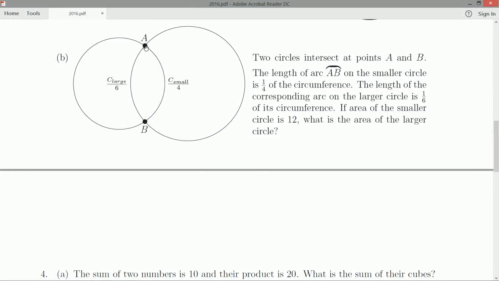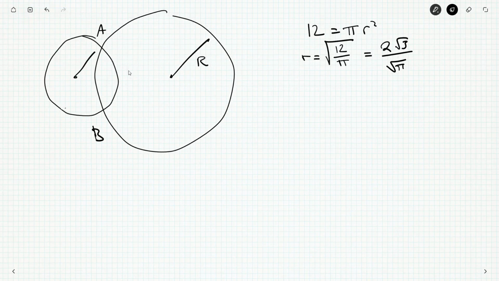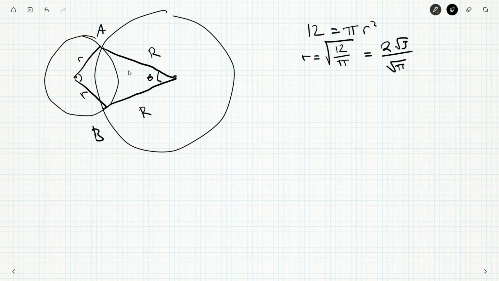Now, this gives me a section, sort of like a slice out of the small circle. So what I'm going to do is add radii to both A and B. And this is probably something I want to do on both of the circles, because there is a nice relationship between this angle, we'll call one of them alpha, one of them beta.